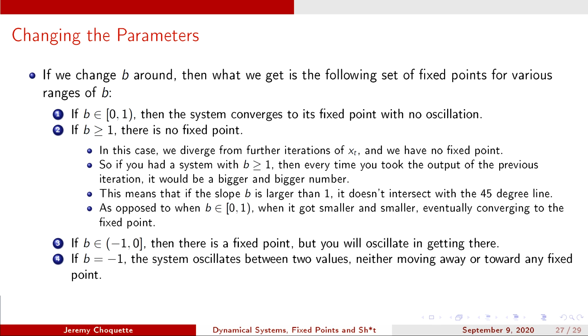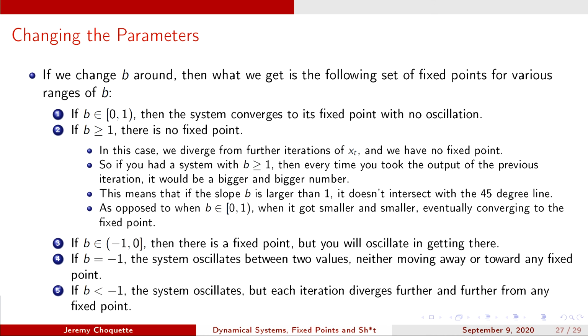eventually it converges to it. If b is -1, the system oscillates between two values, but it doesn't ever move away or toward any fixed point. Why? Well, because technically speaking, it's parallel. If b is less than -1, the system oscillates, but every iteration diverges further and further away from the fixed point.